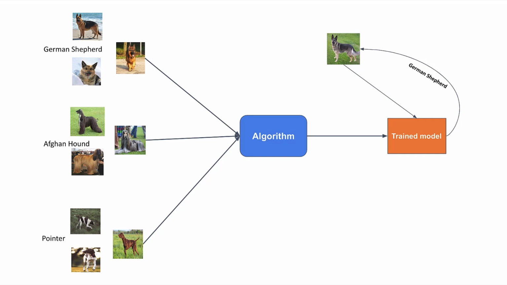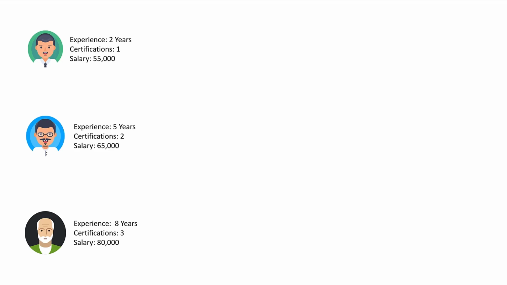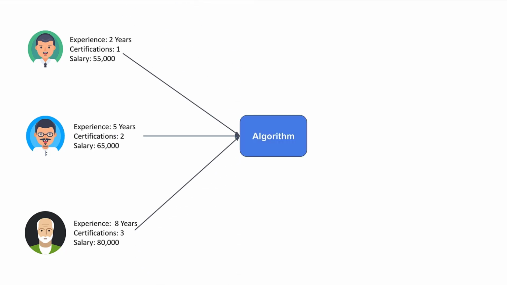Similarly, let's look at another example. So let's say we want to train a machine learning model to predict the salary of a person based upon his experience and certifications. So to do that, we are firstly going to collect the dataset, and now the dataset will consist of the experience, certification and salary of different persons. So after getting the dataset, we are again going to pass it to our machine learning algorithm. And now our machine learning algorithm will find the pattern and we will get our trained model.